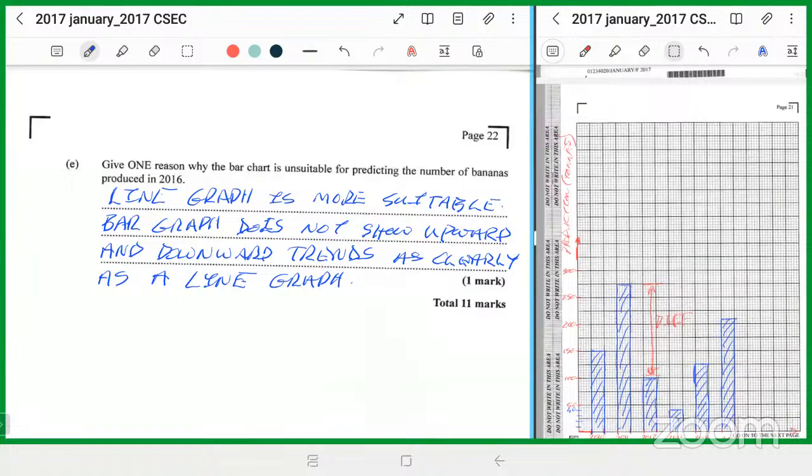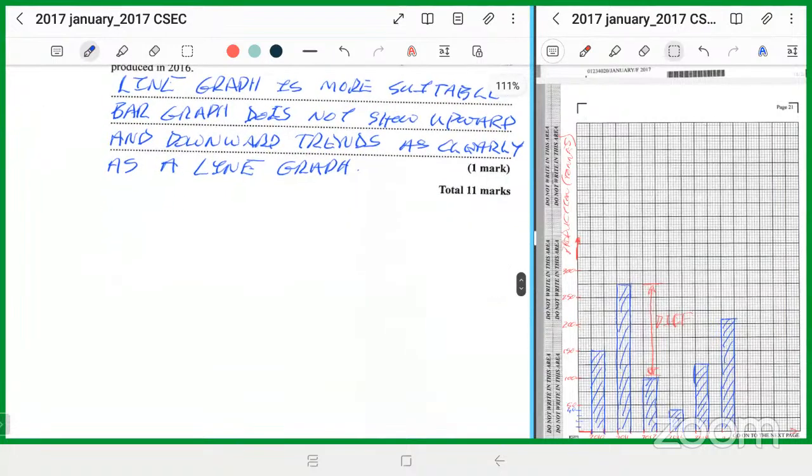It's better to use a line graph to predict what's going to happen next. And what you normally do is use the average rate of change. On a line graph that can be done simply by joining the starting point and the ending point and extending that for one more period. All right, that finishes that question.